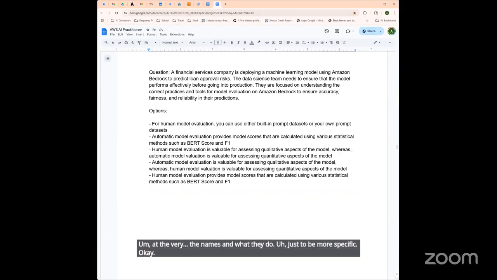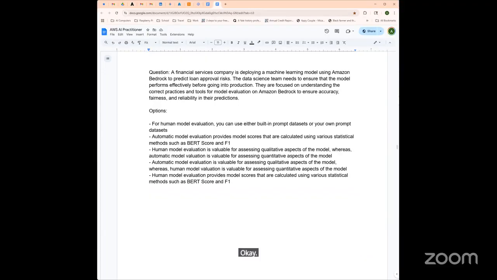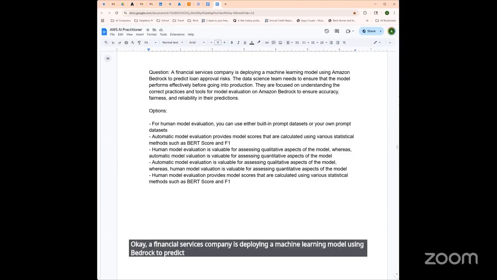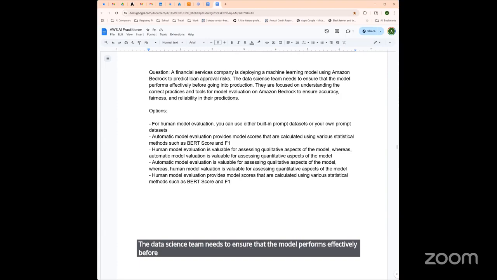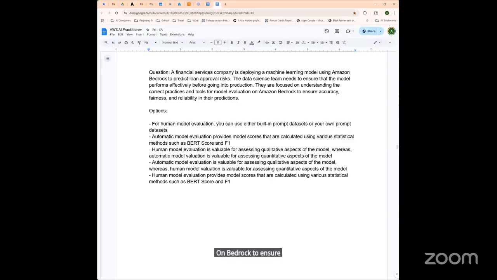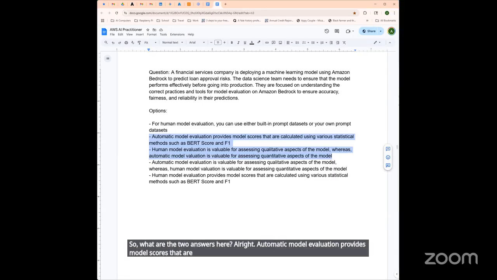Okay, a financial services company is deploying a machine learning model using Bedrock to predict loan approval risks. The data science team needs to ensure that the model performs effectively before going into production. They're focused on understanding the correct practices and tools for model evaluation on Bedrock to ensure accuracy, fairness, and reliability in their predictions. So, what are the two answers here? All right. Automatic model evaluation provides model scores that are calculated using various statistical methods, such as BERT score and F1.